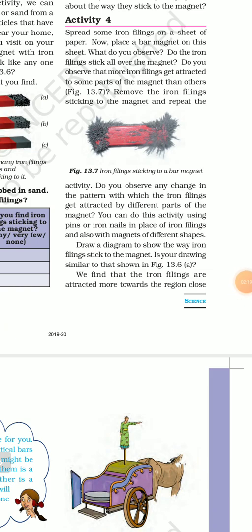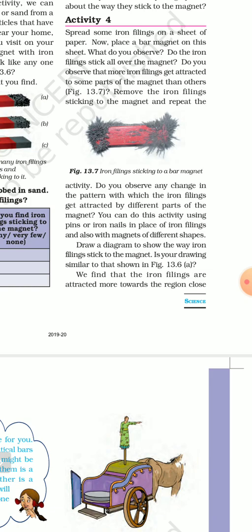Now, what do you observe? Simply, we can observe that the iron filings are attracted by the magnet. Do the iron filings stick all over the magnet? Yes. The main thing is that the iron filings are attracted towards the two points of the magnet. Do you observe that more iron filings get attracted to some part of the magnet than others?